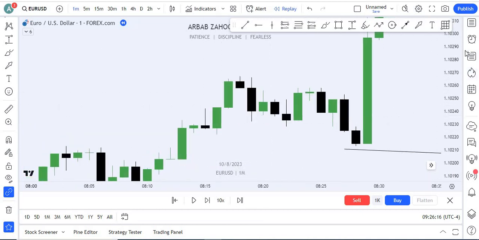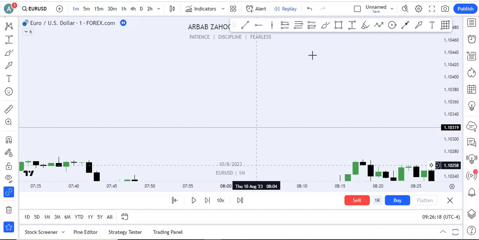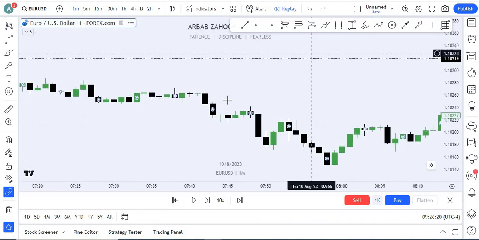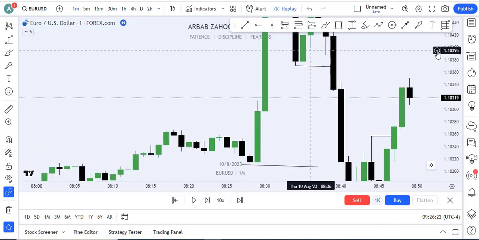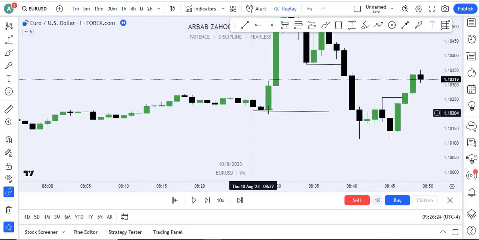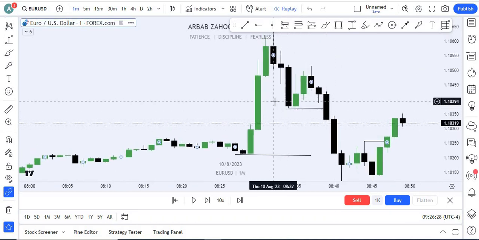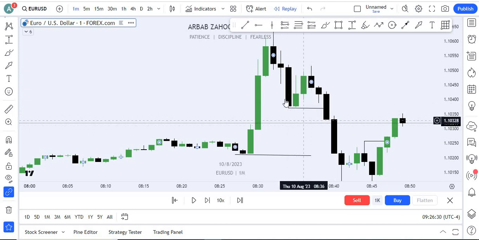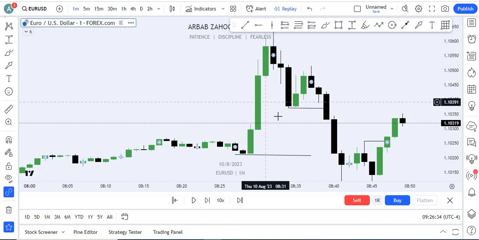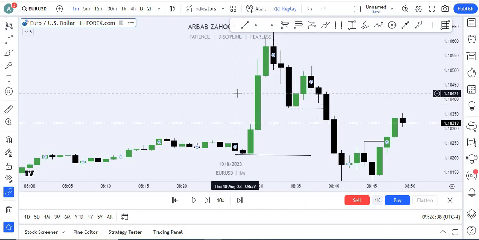So you have to find this out in ICT silver bullet, because many times you don't find a valid SMC setup, so you miss the trade, you don't find a fair value gap, or you don't understand the fractal lows and highs inside these candles. So you should know about the fractal highs and lows. I hope you understood this video.